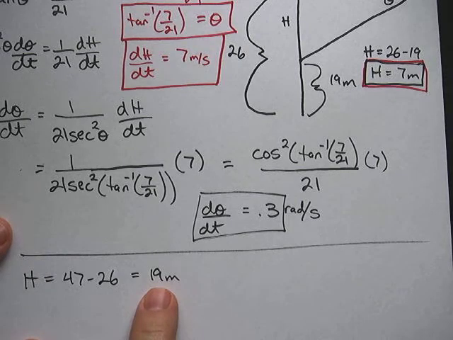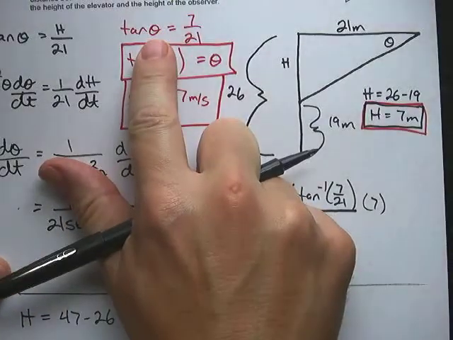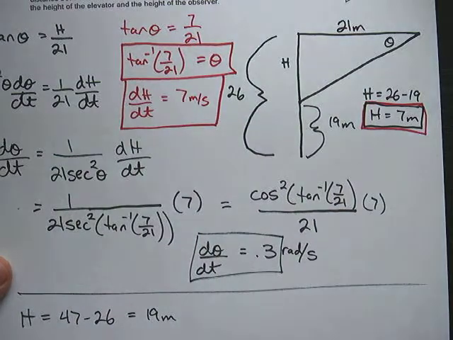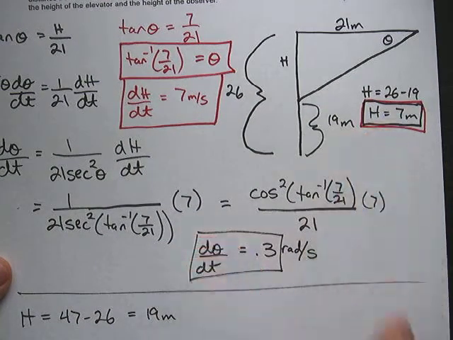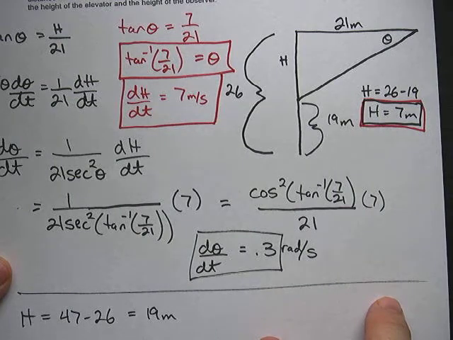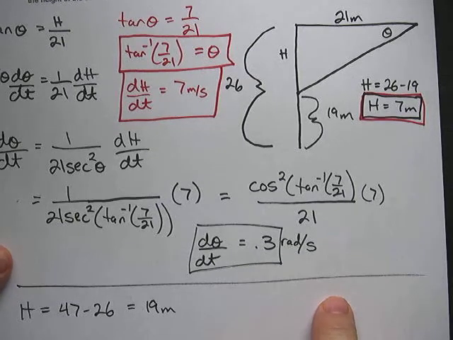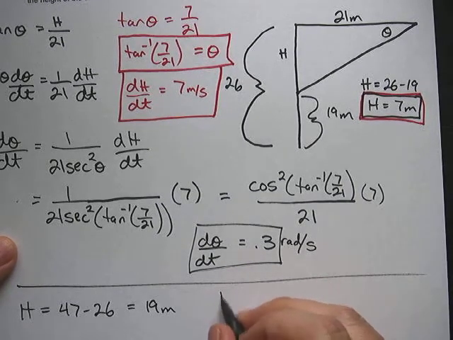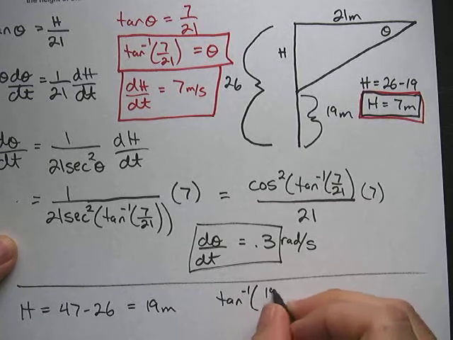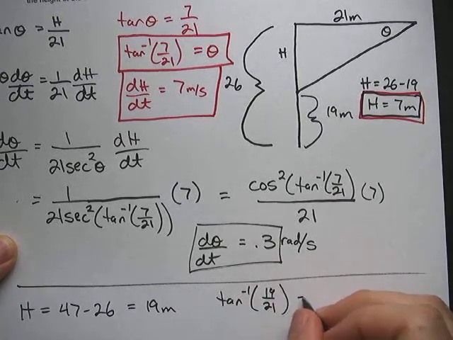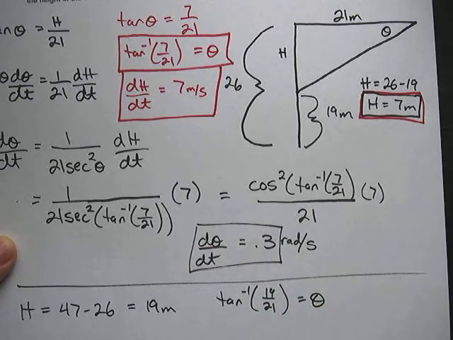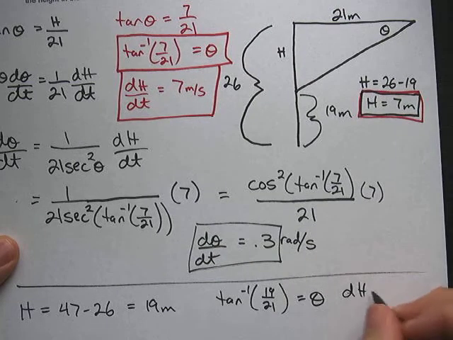So in the theta, remember, to find the theta, we did tangent theta equals 7 over 21. The 7 came from subtracting, just like we just did. So instead of 7 over 21, the theta would be tangent inverse of 19 over 21. So tan inverse of 19 over 21 is equal to theta. The dh dt is still the same. It's still 7 meters per second.